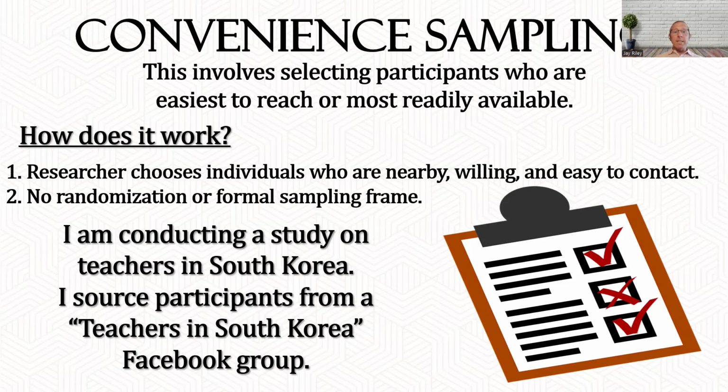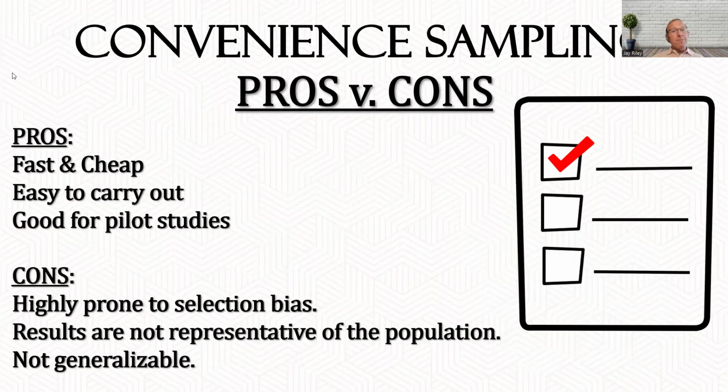So I was conducting a study on teachers in South Korea, and I chose to source participants from a Teachers in South Korea Facebook group. That was a form of convenience sampling. Okay, pros and cons: fast, cheap, very easy to carry out. This is really good if you've got to do a pilot survey, super easy. The downside, of course, is that it's highly prone to selection bias. It's not representative of the population or generalizable.